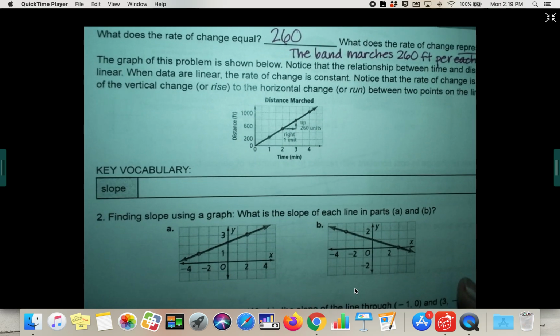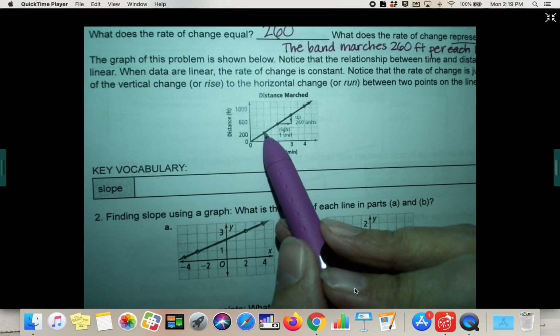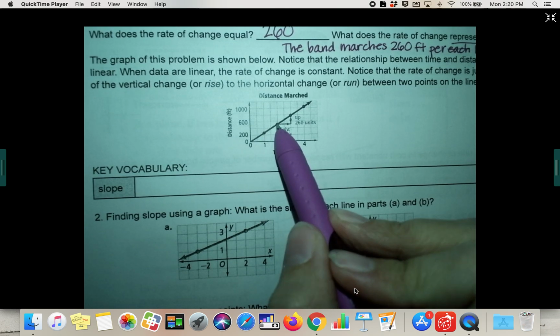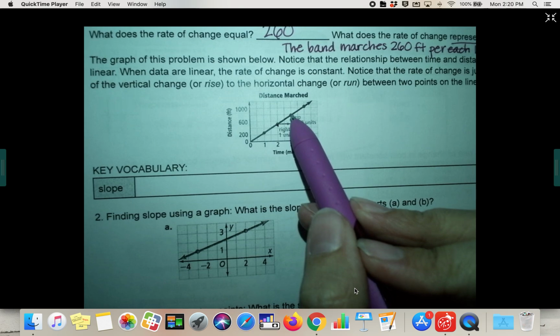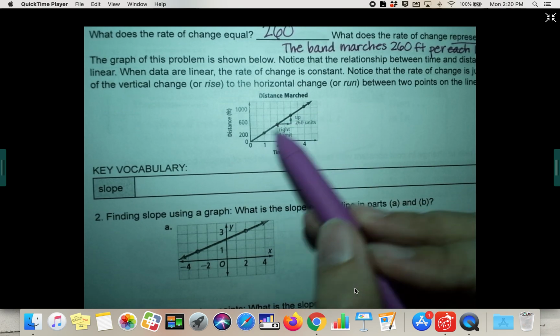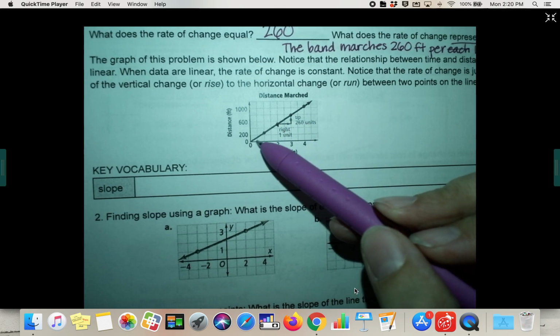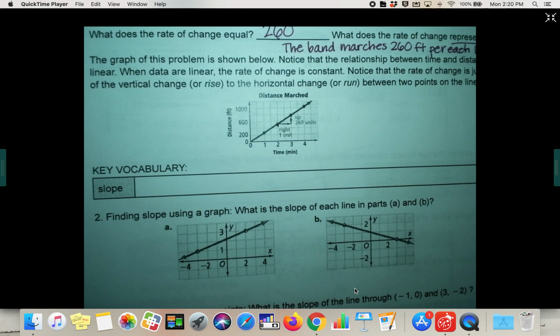All right, then they graphed it for you. I didn't make you guys make a graph. Thank you very much. So at 1 minute, they had gone 260. At 2 minutes, they had gone 520. At 3 minutes, they had gone 780. And then at 4 minutes, they'd gone 1040. So they've got all these graphs on here. And it's a straight line because it's constant. It's constantly going up and over at the same amount.